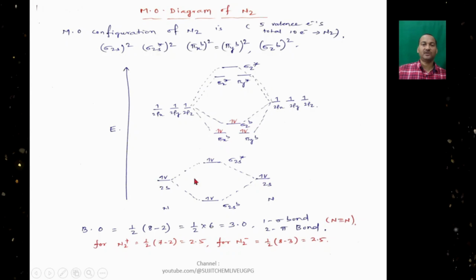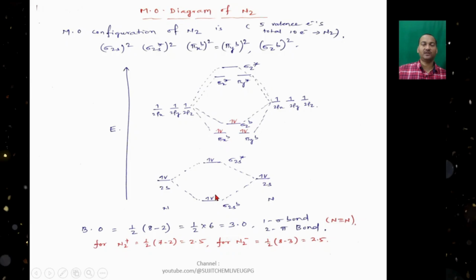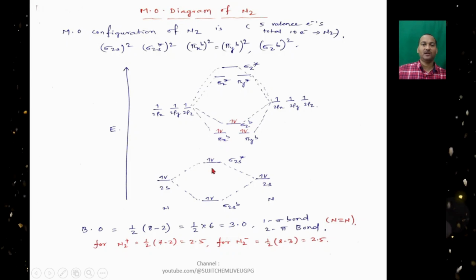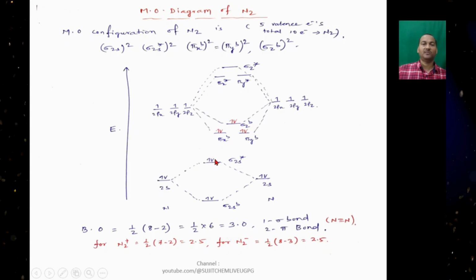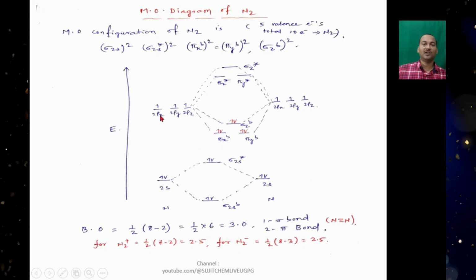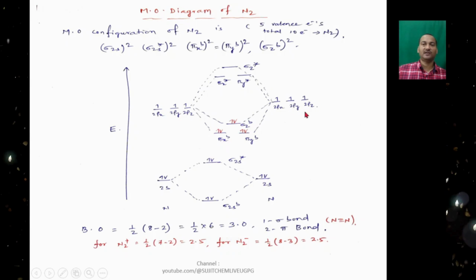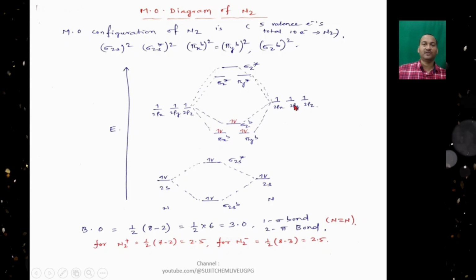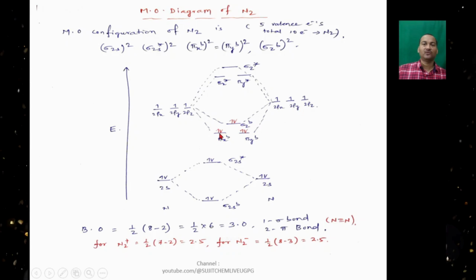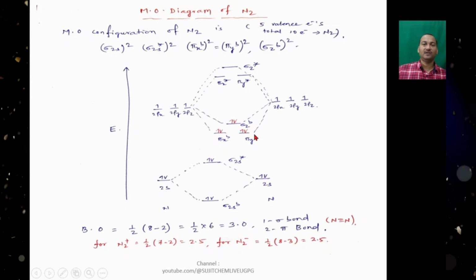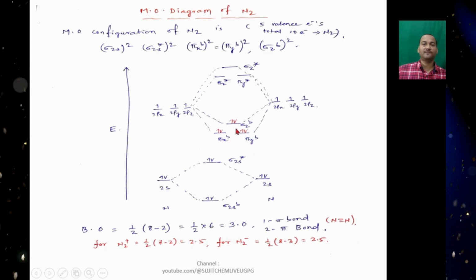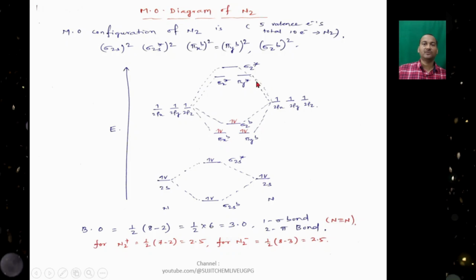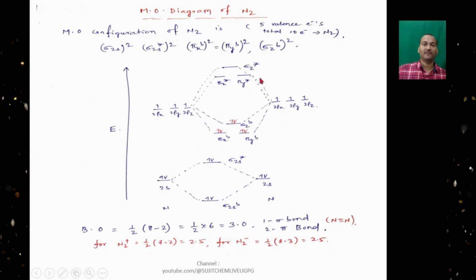So when these 2s orbitals interact, one will give rise to bonding and another will give rise to antibonding. So 2 electrons will go to bonding and the other 2 electrons will go to antibonding. Similarly, 2p orbital of one nitrogen atom contains 3 electrons and here another nitrogen atom contains 3 electrons, total 6 electrons. So of these 6 electrons, 2 of them will go to pi x bonding, then another 2 will go to pi y bonding and the next 2 will go to sigma z bonding. So these antibonding orbitals remain vacant.